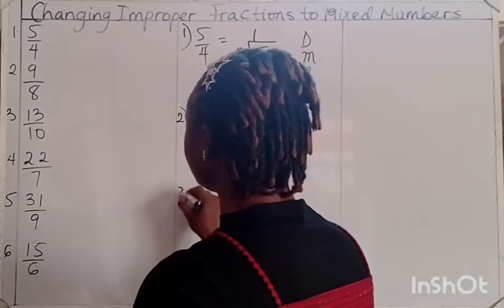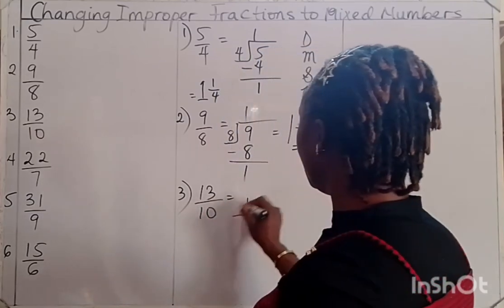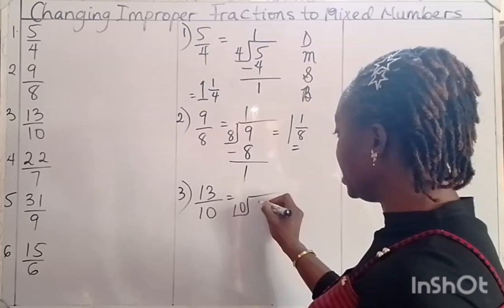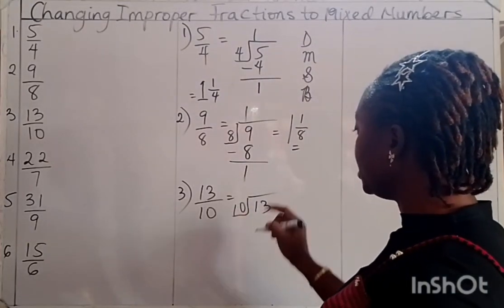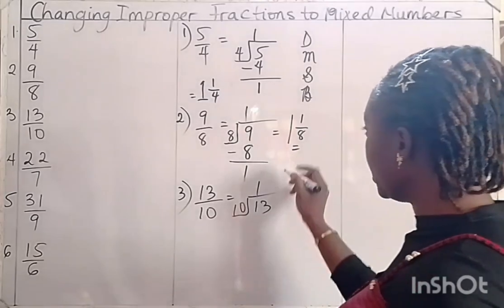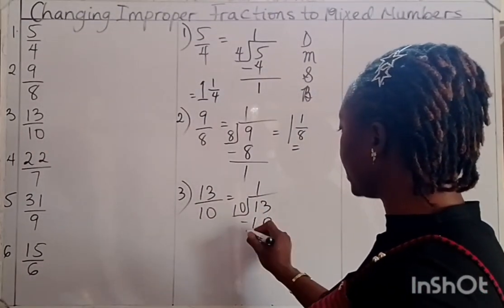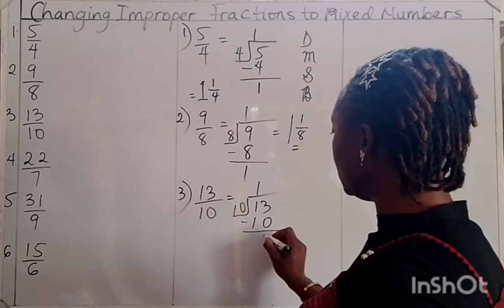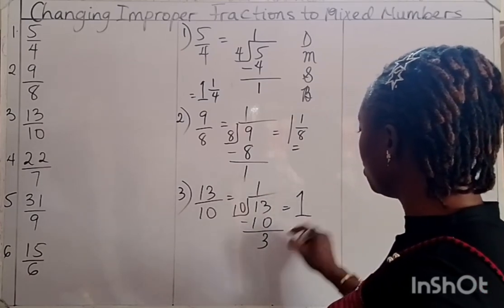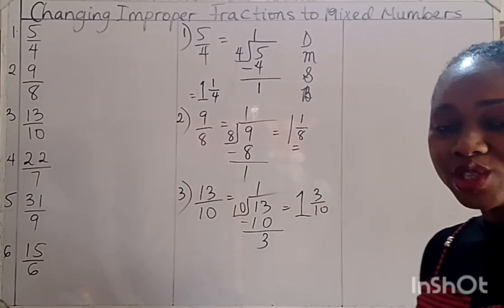Then the third question, we have 13/10. Your divisor is 10, and your dividend is 13. 10 into 13 will go how many times? Once as well. Then we multiply. 1 times 10 is 10. Then we subtract. 13 minus 10 is 3. And this gives us what? 1 whole, 3/10.